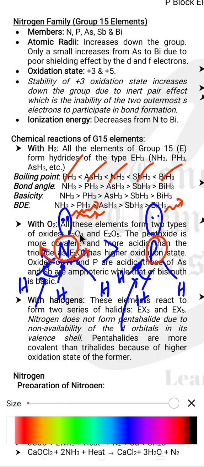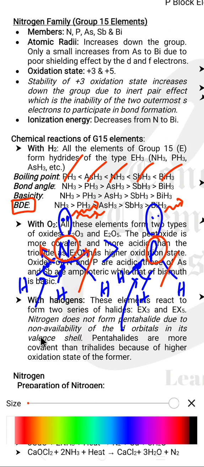Okay, now the last property is bond dissociation energy. BDE is bond dissociation energy. Bond dissociation energy is the energy required to break this bond, the NH bond and the PH bond. So this again decreases from ammonia to BiH3. The reason is the increase in atomic size from nitrogen to phosphorus, then arsenic, then antimony and bismuth.